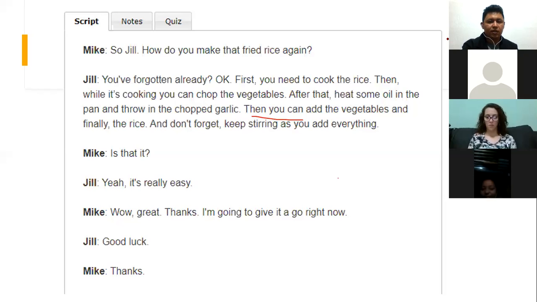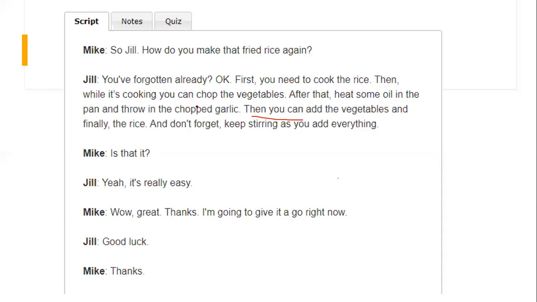Okay, as you can see, there are some pronunciation points that I need to point out. I would say, so chopped garlic, chopped, right? Picado, picar. Chop means picar, you know, cortar así en rodajitas, chopped, right? And then you have vegetables, all right? You can also say veggies, okay?